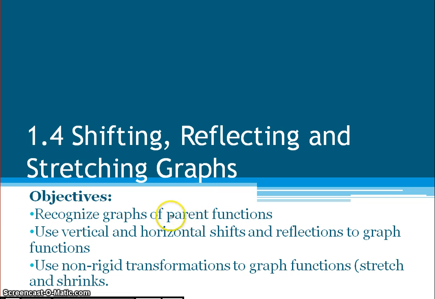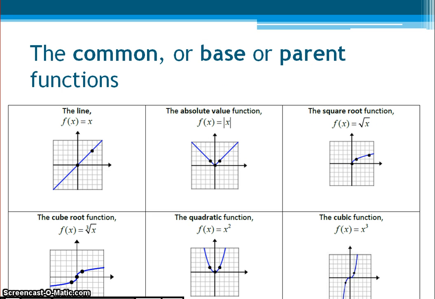Okay, so we're going to talk about the parent functions, and then we are going to do all of our different types of shifts that we have. Okay, so these are the base functions, also known as the common or parent functions. So these are the different ones, and it has the key points marked. So the line has 2 points. All of the other graphs that we're going to have have 3 key points, and we're going to take our key points and shift them.